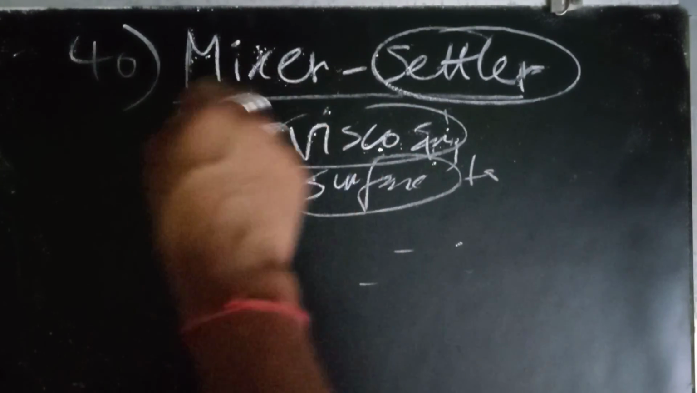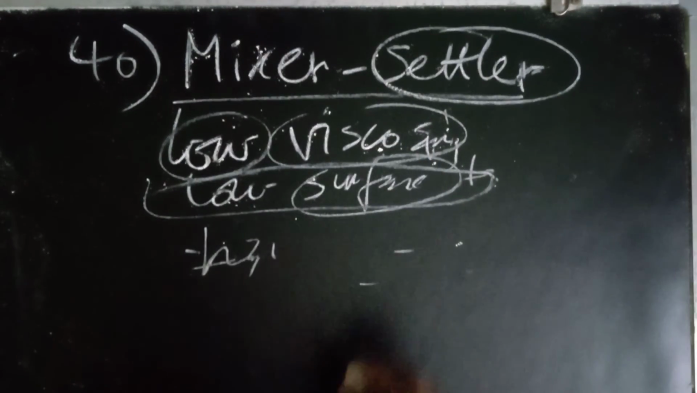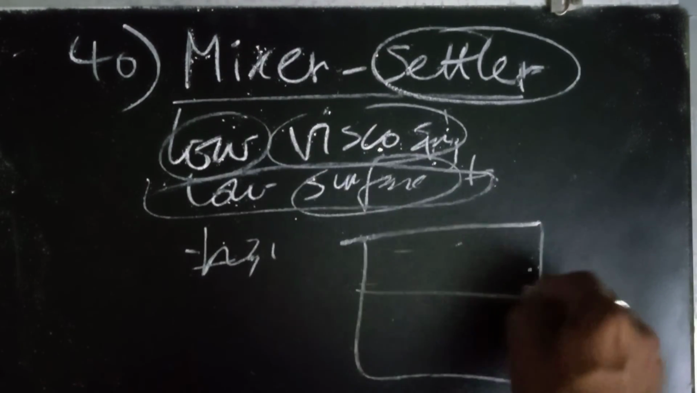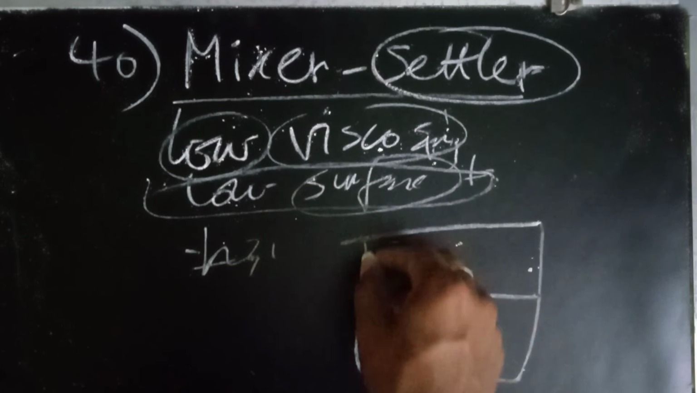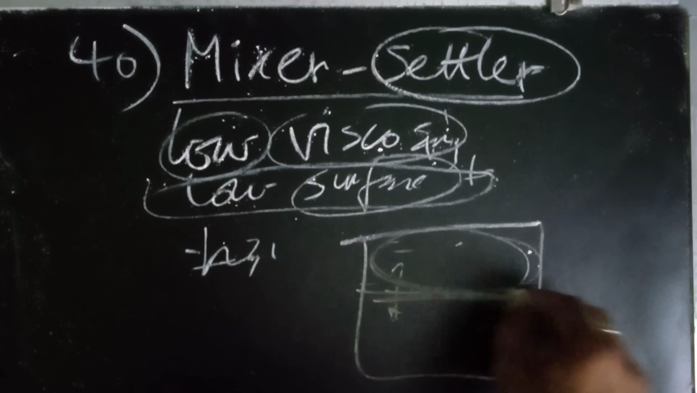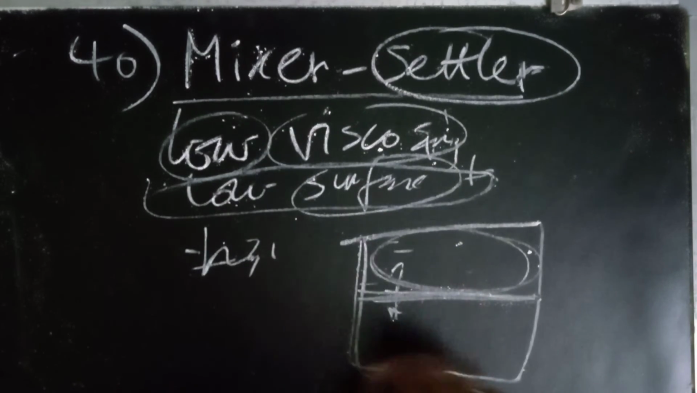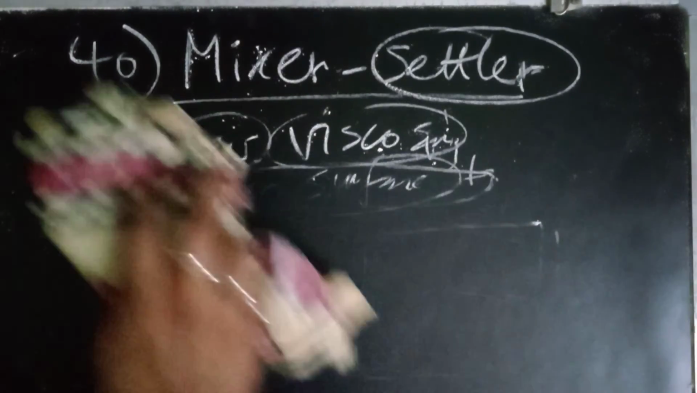So viscosity is obviously low. I want you to think about the surface tension. If this is a mixer settler, then how will these phases separate? What impact does the surface tension play? We have to separate it. So what impact will the surface tension play? Should it be high or low for better settling, easy settling and faster settling?